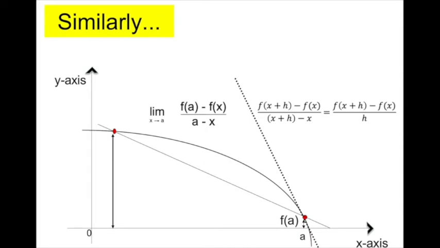So let's do a slight alteration. I want to write this expression without A. I want to use h instead. So let's just say the distance between x and A is h. Therefore, A is just equal to x plus h. So I replace these A's with x plus h, and I tidy this up. I get this expression here.